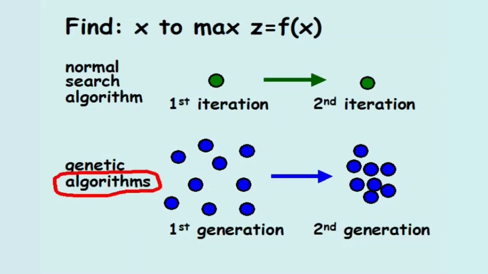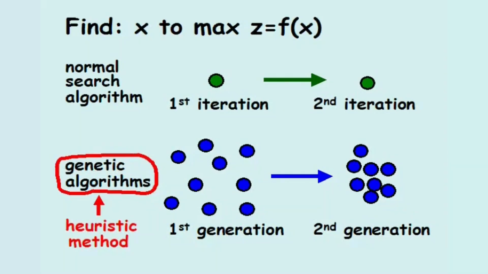Since genetic algorithms cannot guarantee optimality, the term algorithm is a misnomer. Genetic algorithms should be considered a heuristic method because it is a process that has been developed through intuition, experience, and judgment.